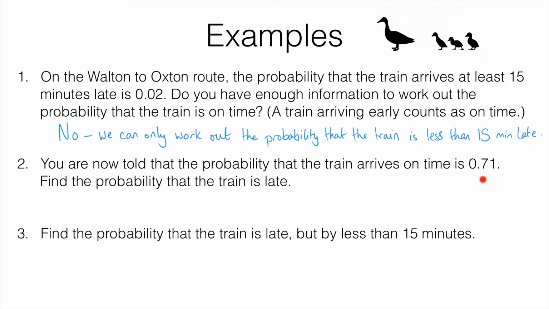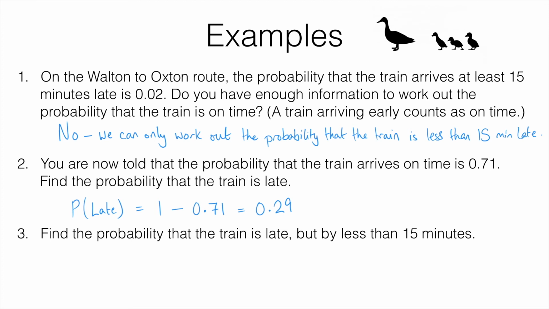So because these events, being on time and being late, are mutually exclusive and exhaustive, the probabilities need to add up to 1. So to find the probability that the train is late, we simply need to work out 1 minus 0.71. The probability that the train is late is 1 minus 0.71, and that equals 0.29.